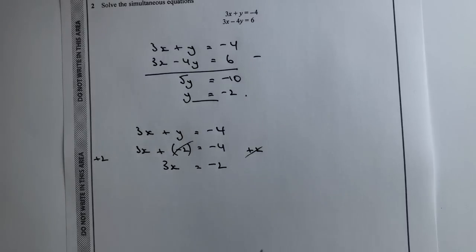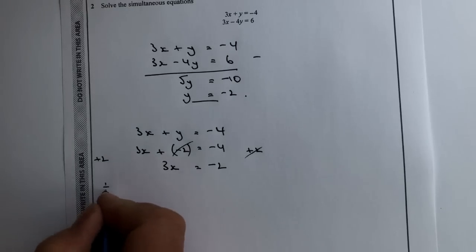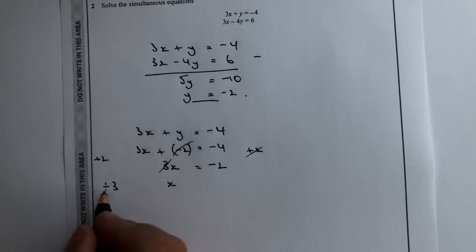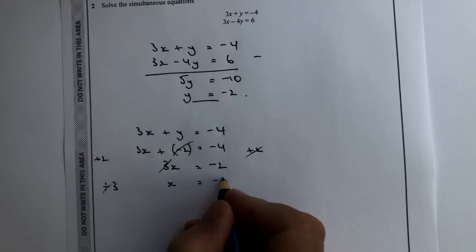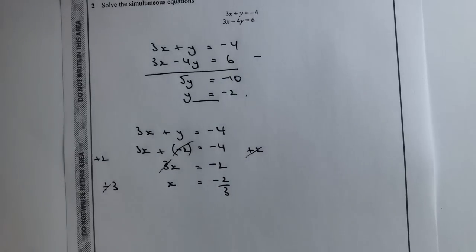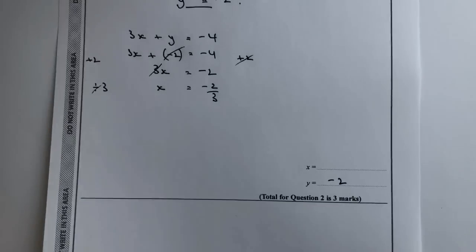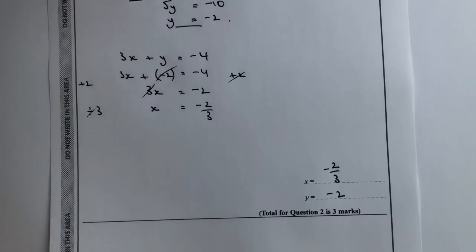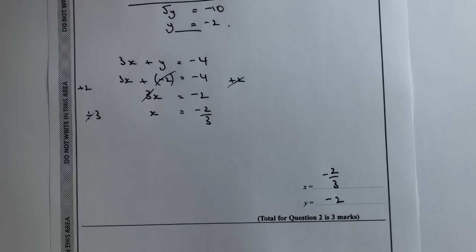And then I need to divide through by 3 in order to get the value of x on its own. If I divide through by 3, I'm going to get x on this side, because those 3s cancel themselves out. On the right hand side, I'm going to get minus 2 over 3, and that actually answers this particular question. So the value of x is minus 2 over 3. I hope that's all right for you.